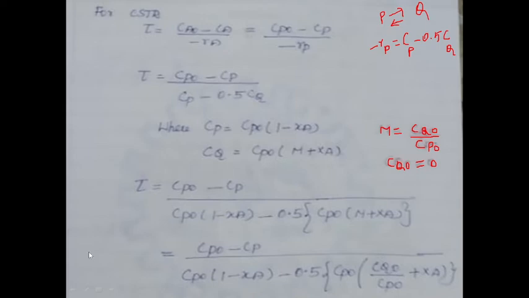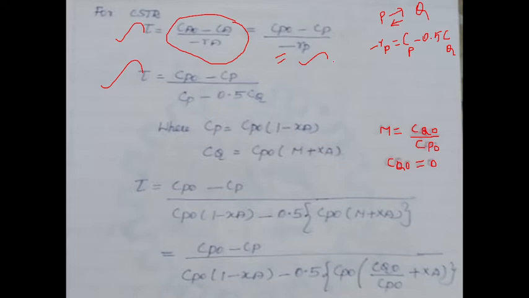So now we have the XA or XP value. Our objective is to determine the space time of the CSTR. So for a CSTR, what is the space time equation? Tau is equal to Ca naught minus Ca by minus Ra. Our reaction is P gives Q, so our reactant is P. So this equation can be written as Cp naught minus Cp divided by minus Rp.